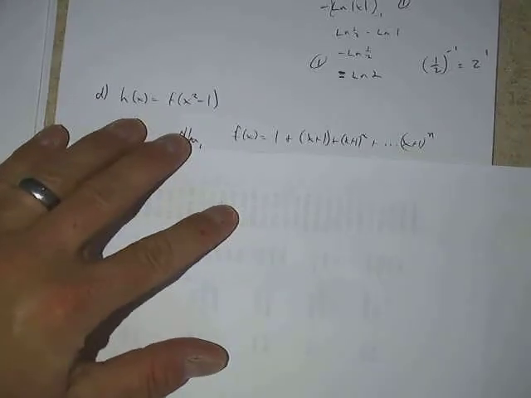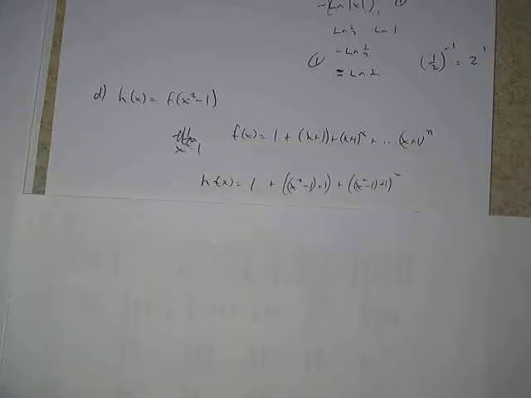Okay, let's take a look at the next part here. They defined in the next part that this new h function is defined as f of x squared minus 1. And it tells us to find the first 3 non-zero terms and the general term of the Taylor series for h about x equals 0, and then find the value of h of 1/2. Alright, so 2 parts to that, obviously.